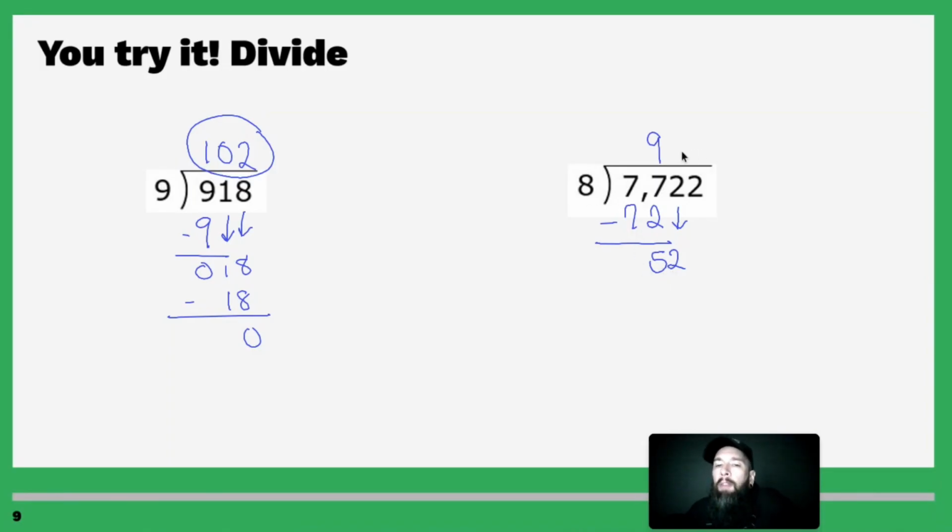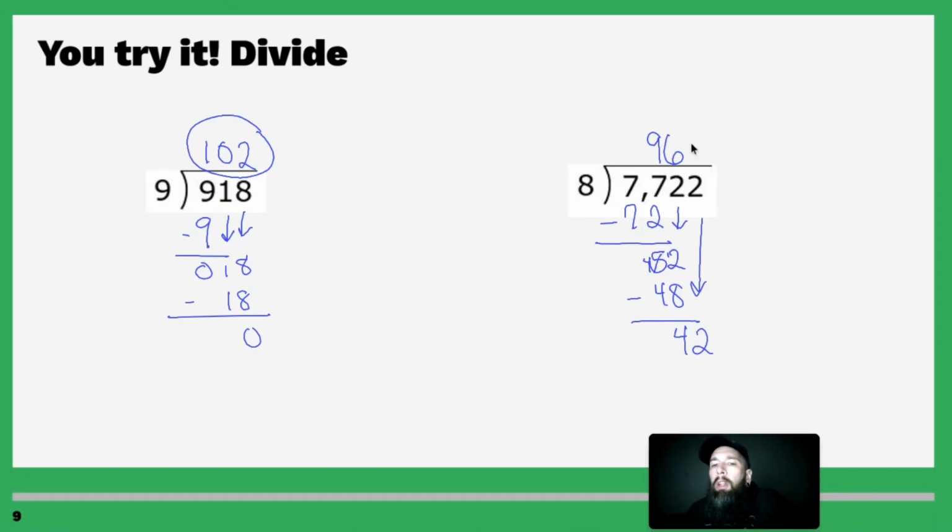8 goes into 52 6 times. 6 times 8 is 48. Okay, carry the 12, make it a 4. So you've got 12 minus 8 is 4. 4 minus 4 is nothing. Drop down the 2. Repeat.